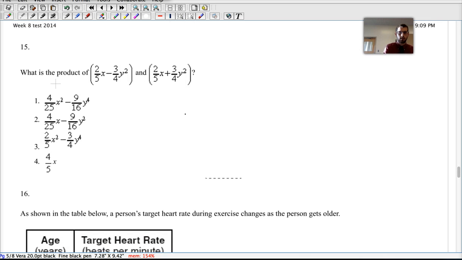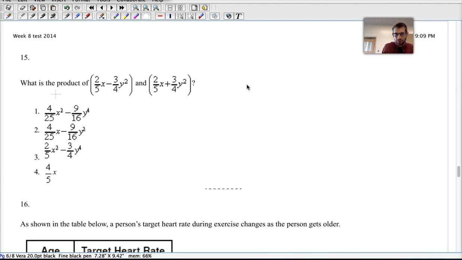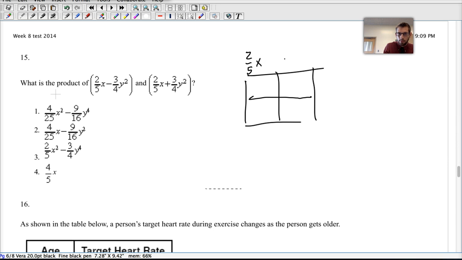Alright, 15. So I actually just made a quick mistake, so I just had to go back. I just wrote something wrong. So I'm about to do this problem again. So I've got 2/5 x minus 3 over 4 y squared, and then its conjugate, 2/5 x plus 3 over 4 y squared.